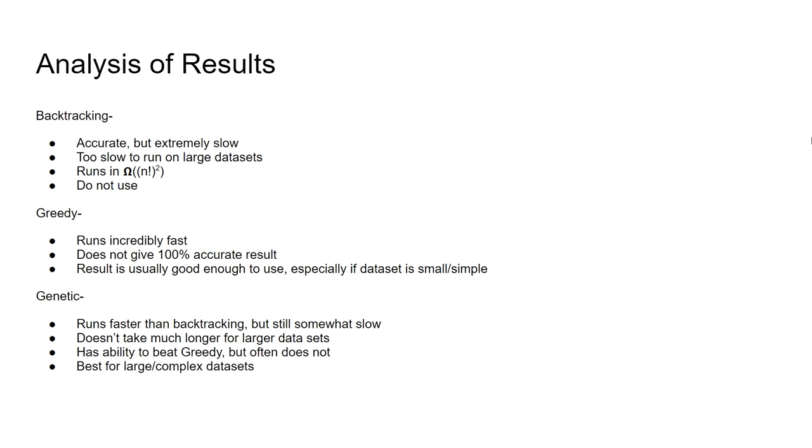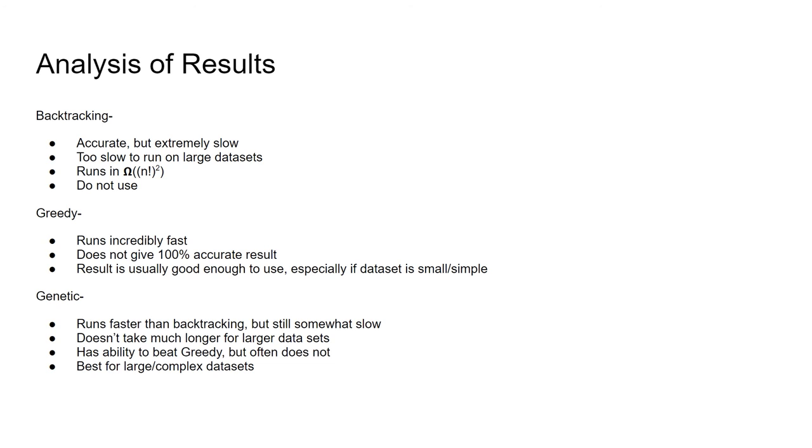Now for the analysis of our results. Looking through all of our data, backtracking was accurate, but it was way too slow for any significant data set. And by significant, that means pretty much anything larger than 8 guests. And that's because it runs in omega of (n factorial) quantity squared time, which is really bad, so we recommend that you don't use this one.